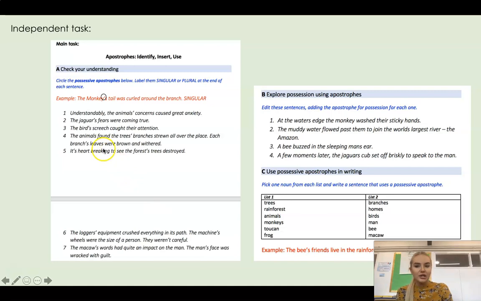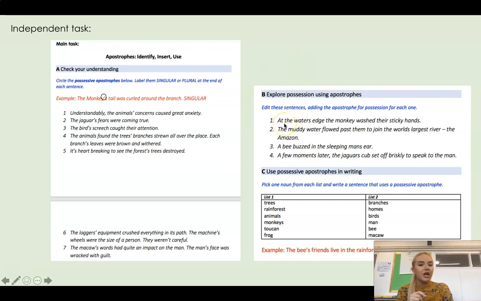So your task today, you've got 3 tasks. The first one is to read the sentences, circle the apostrophe like I have done here, and then identify whether it's singular or plural. So here I've got my sentences, I've spotted my apostrophe, it's here, and then I'm thinking, oh, well, because it's apostrophe S, that means it's just one monkey, so it's a singular possessive apostrophe. If it had the apostrophe after the S, that would mean multiple monkeys, so that would be a plural.